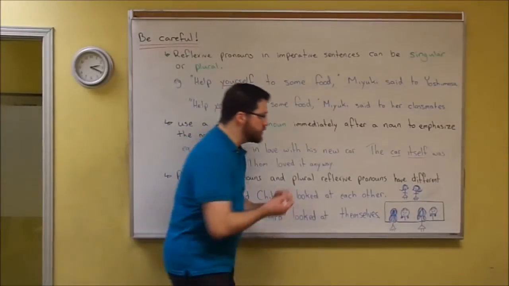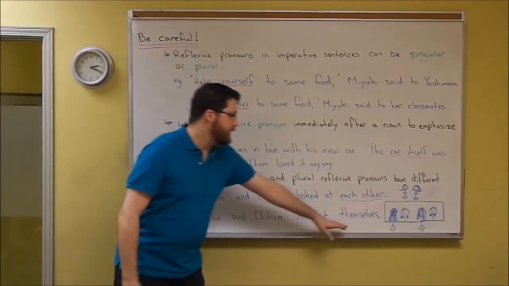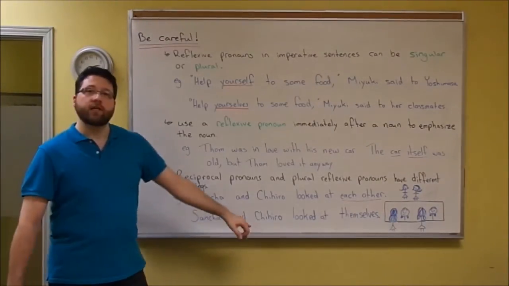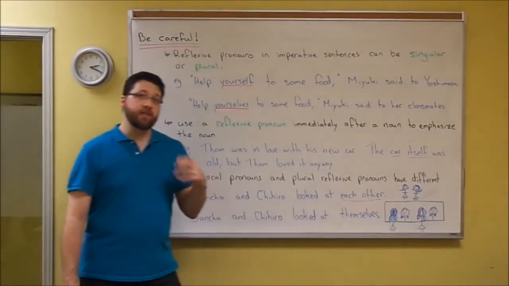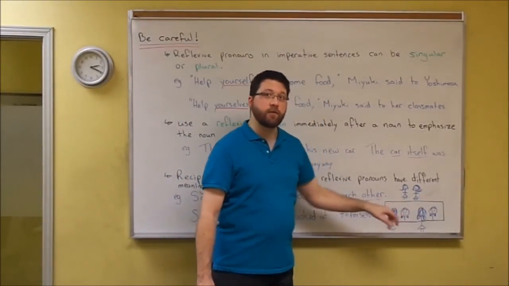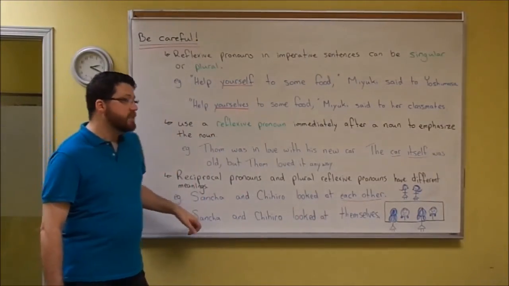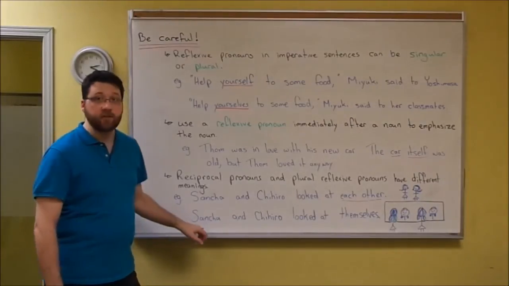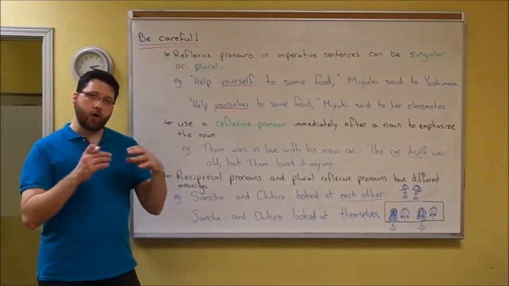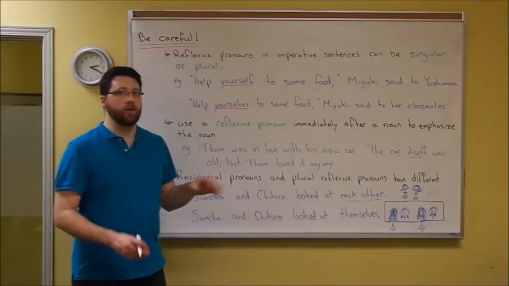But if I change my reciprocal pronoun to become a reflexive pronoun, the meaning also changes. Sancha and Chihiro looked at themselves. This is a very different meaning. As you can see here, maybe they're standing in front of a mirror. And in this example, Sancha is looking at Sancha, and Chihiro is looking at Chihiro. They are not interacting. So you just have to be careful which one you choose.